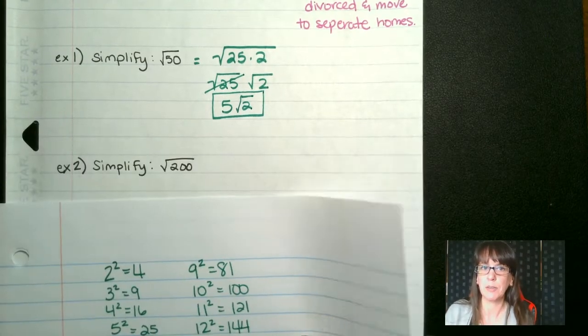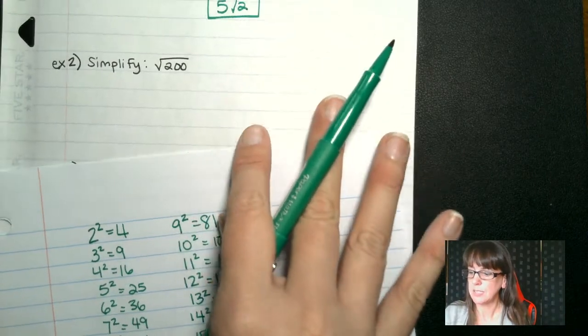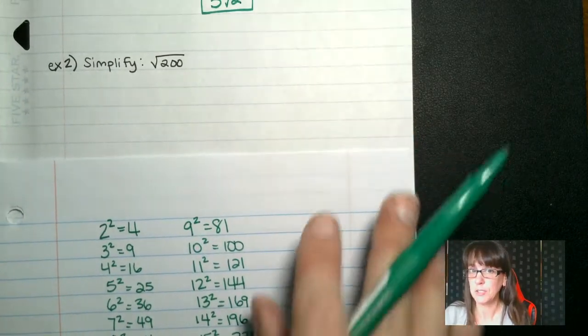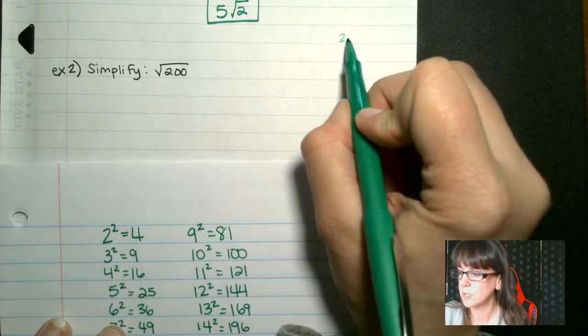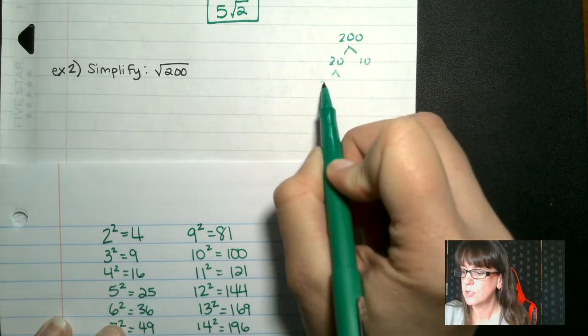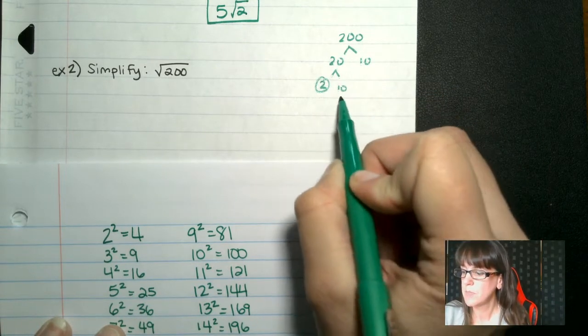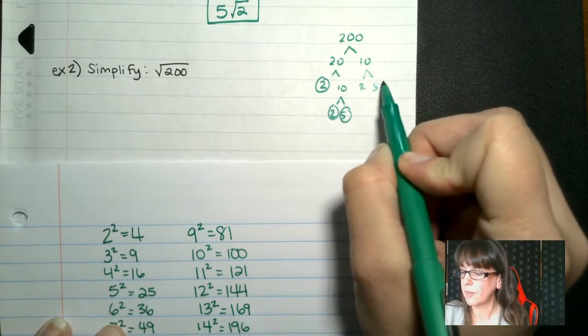Now let me show you another way of doing this, simplifying root 200. The other way that you can do this is list all of your factors of 200, or let's do a tree like this, 200. We can say that that is 20 times 10. That is 2 times 10. 2 is prime. This is 2 times 5. This is 2 times 5.